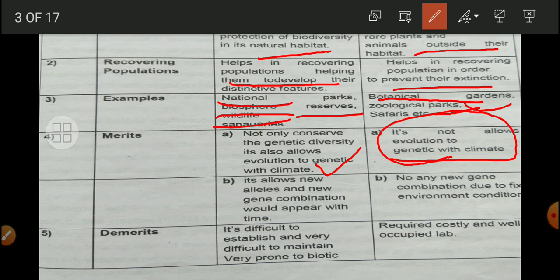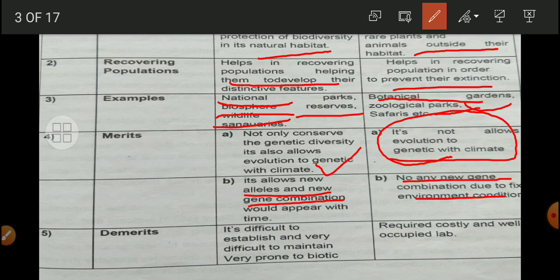Another advantage of in situ conservation is that it allows new alleles and new gene combinations to appear with time. As time passes, new combinations and new alleles can appear. But no new gene combination occurs in ex situ conservation due to the fixed environment. Already I have told you, in situ conservation is a natural conservation, and ex situ conservation is an artificial conservation outside the natural one.